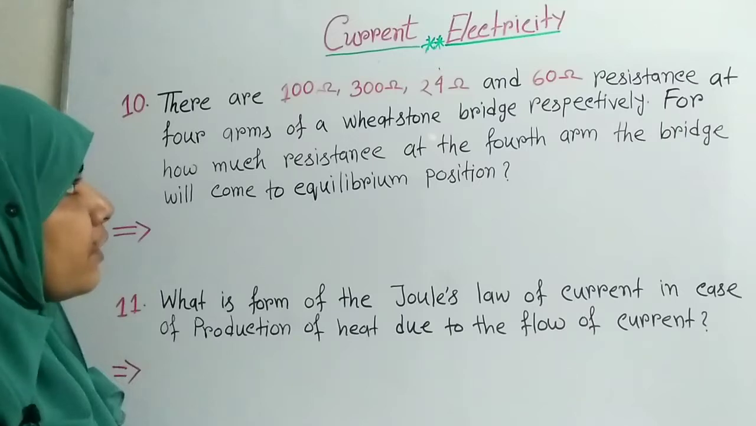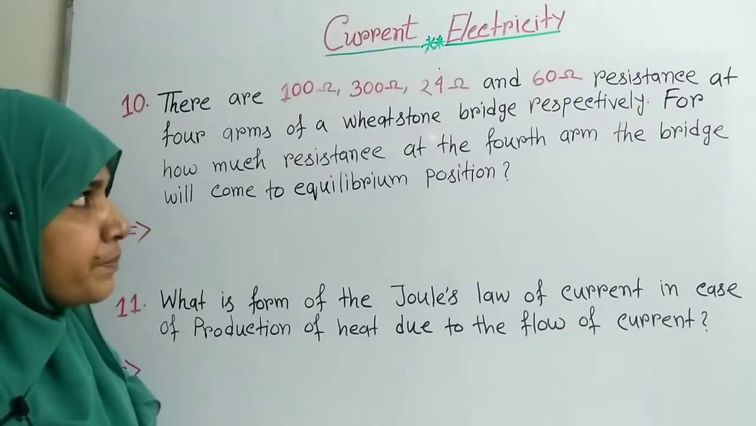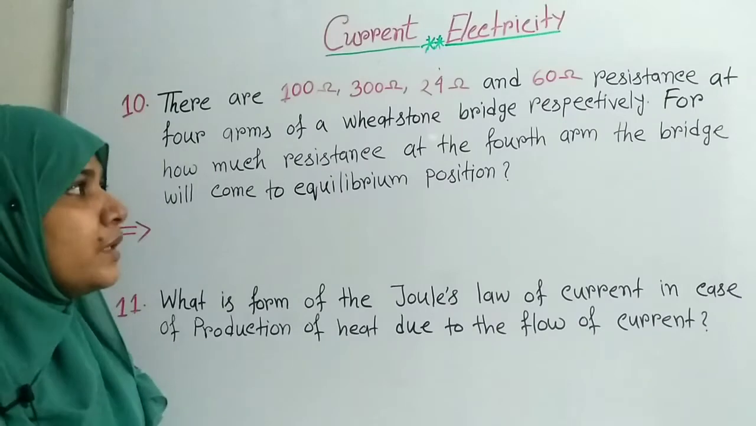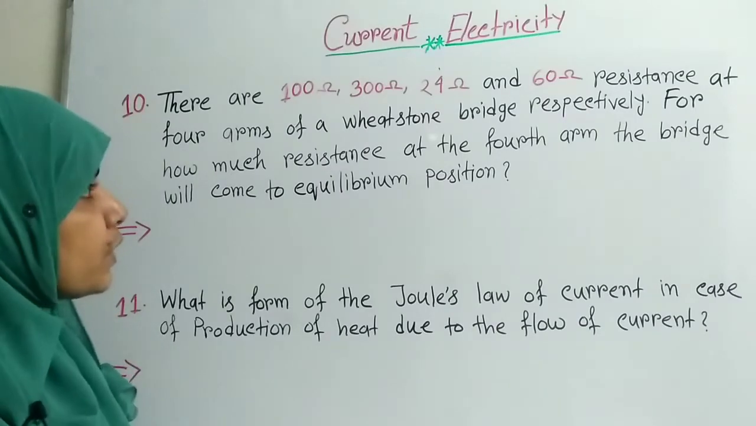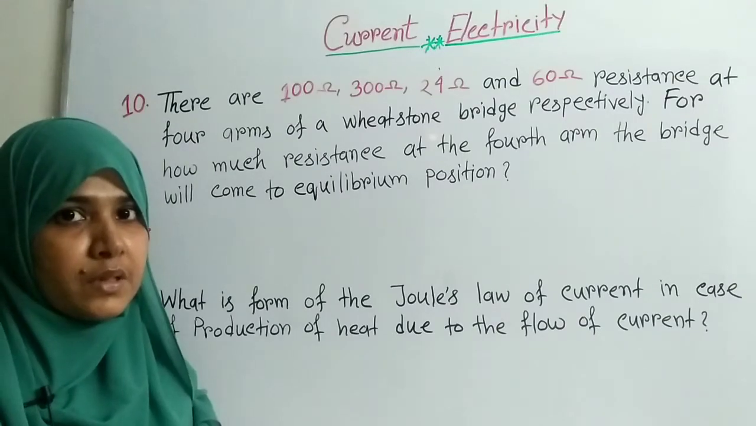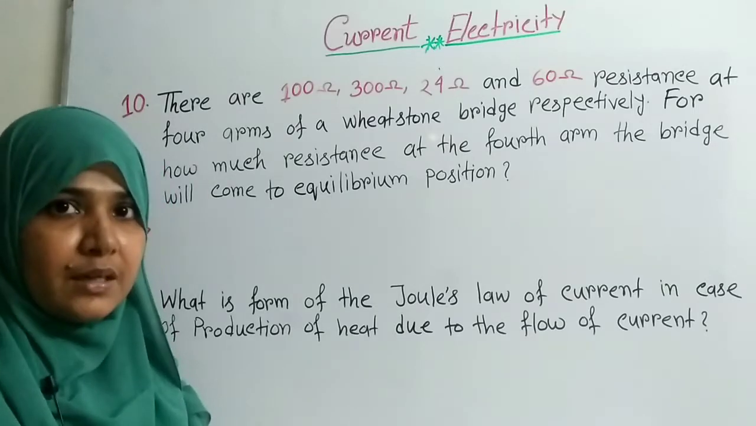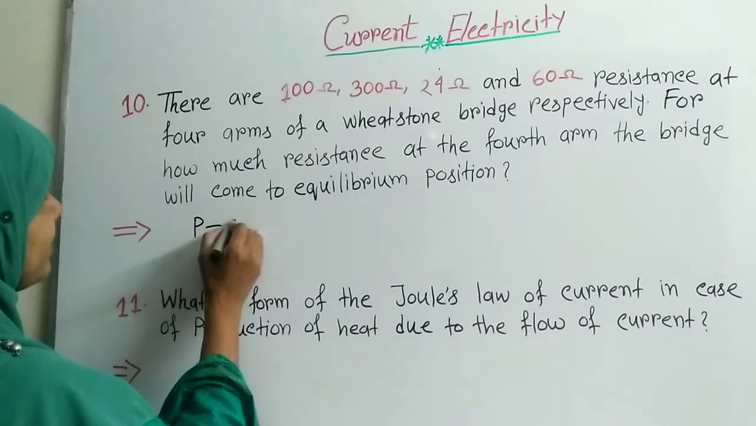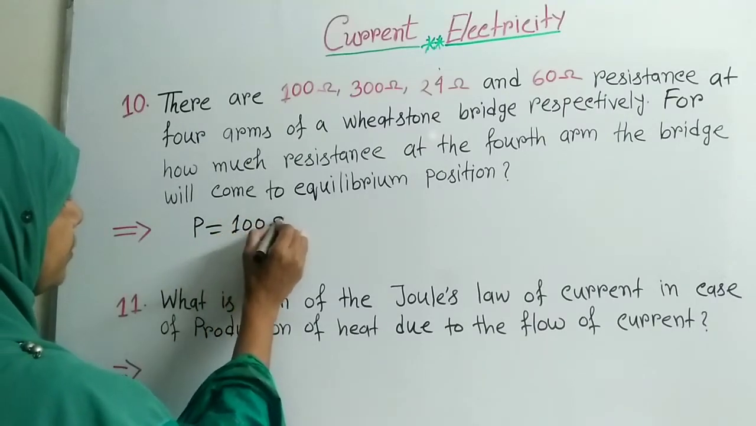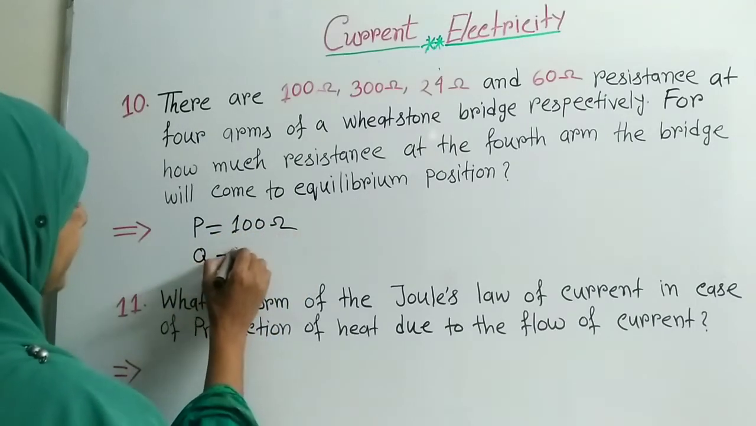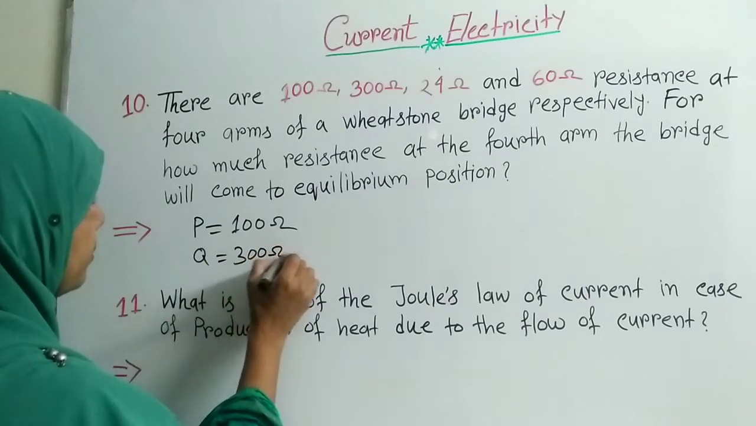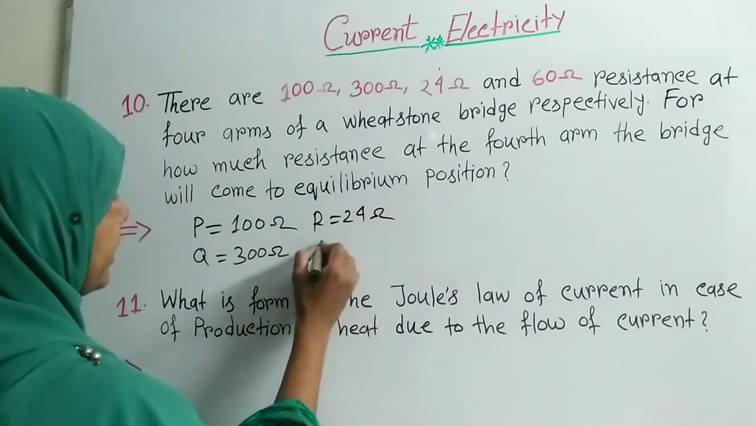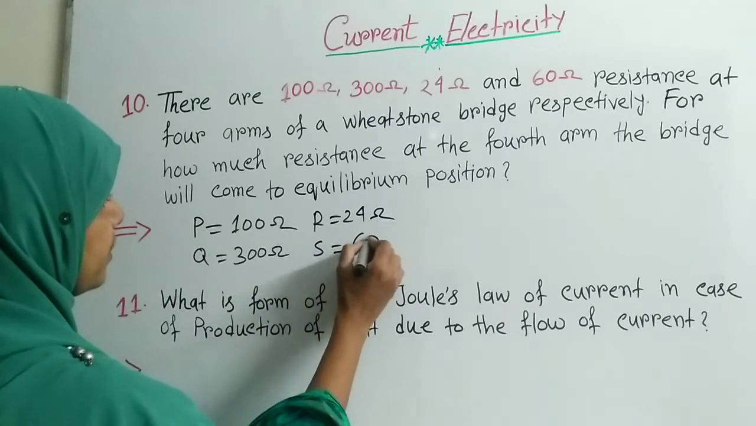This our 10 number question is, there are 100 ohm, 300 ohm, 24 ohm and 60 ohm resistances at the 4 arms of a Wheatstone bridge respectively. For how much resistance at the fourth arm will the bridge come to equilibrium position? So you know that the first arm of the Wheatstone bridge is denoted by P. So the value of P is given here 100 ohm. Q, second arm is 300 ohm. R is 24 ohm. And S is 60 ohm.